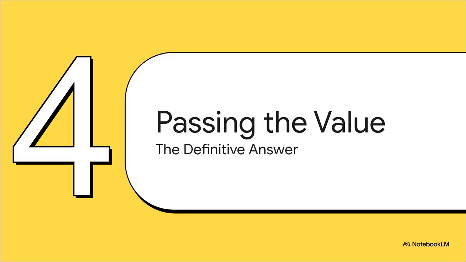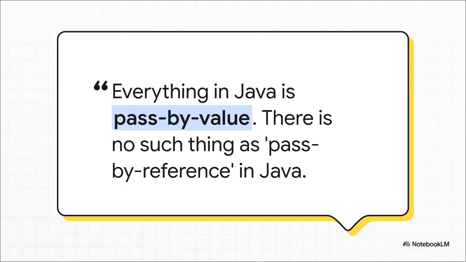So let's settle this debate once and for all. No more guessing. We're going straight to the official Java specification. And here's the answer, plain and simple. The Java spec says that everything, and I mean everything in Java, is pass by value. There is no pass by reference in Java, period.